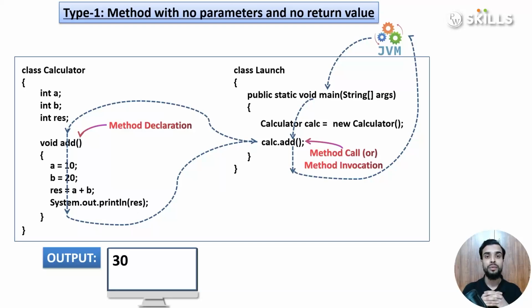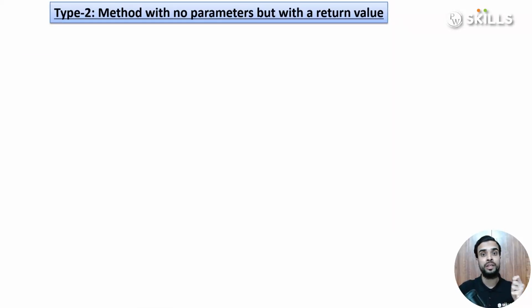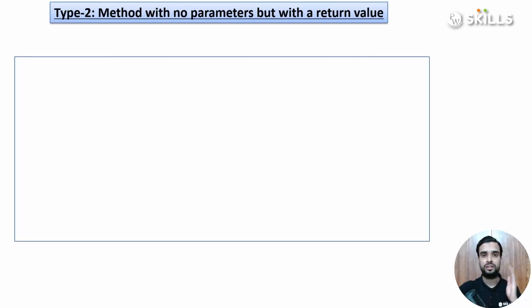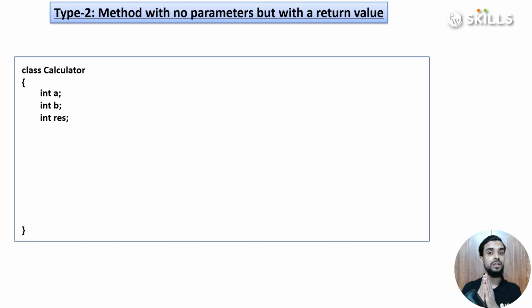Anyways, it is time that we explore the type 2 methods. The type 2 methods happens to be such methods with no parameters, but this time with a return value. Let us consider the same calculator example once again. This is our calculator class and these are the same 3 instance variables. But this time the add method has to be defined in such a way wherein the return type of the add method this time, definitely it can't be void, because this time the add method must be returning a value.